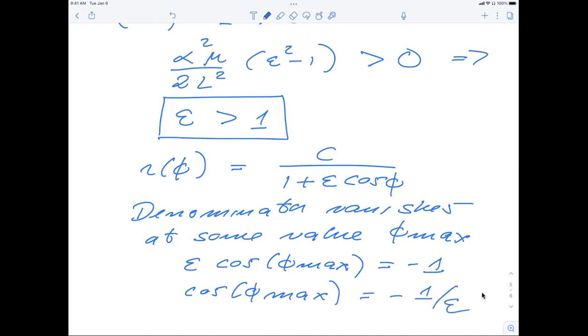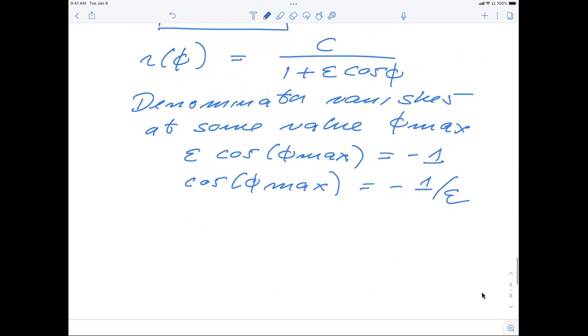And in our case, epsilon is always larger than 1. So the question is, what kind of orbit is this? And what we're going to show now by some manipulations is that this is going to lead to a hyperbolic type of orbit. So let's try to convince ourselves about that.